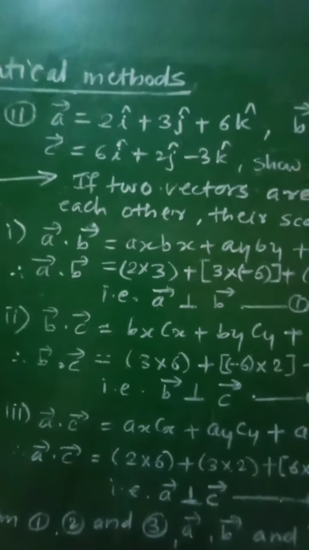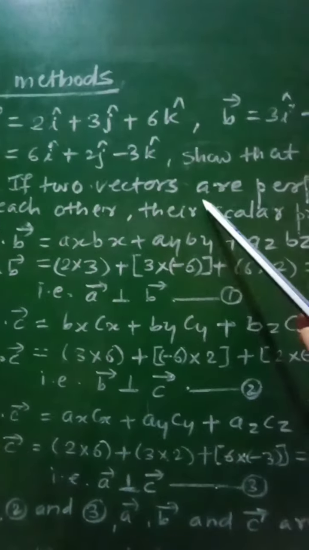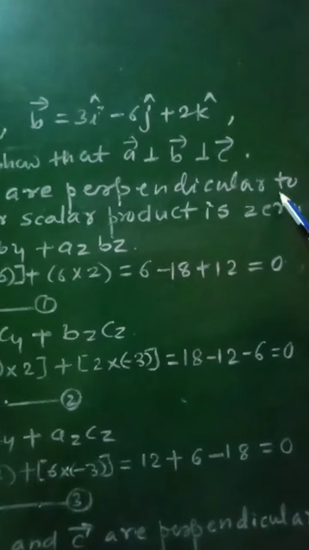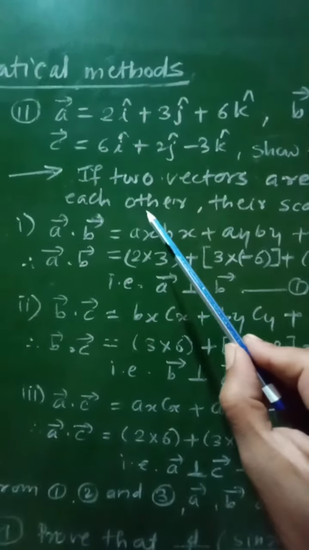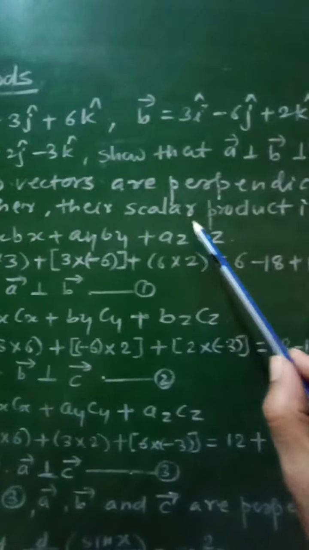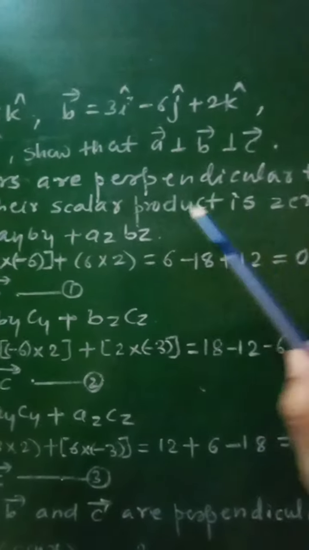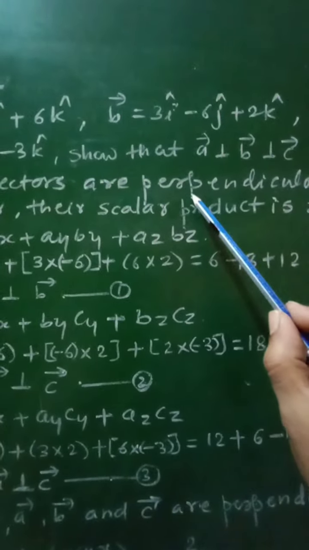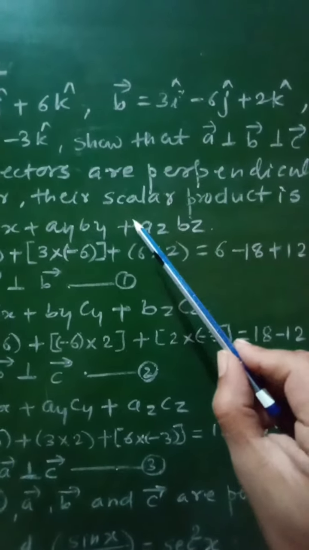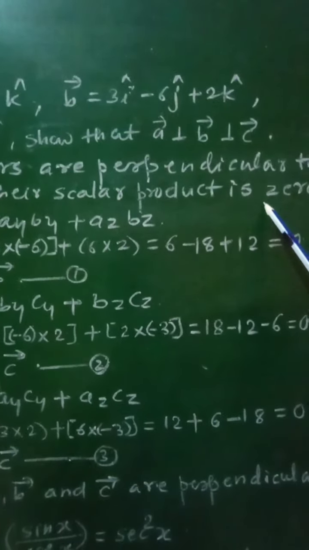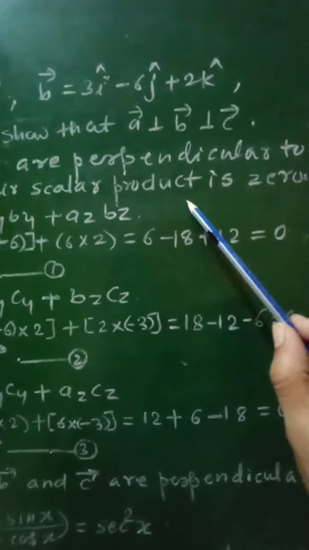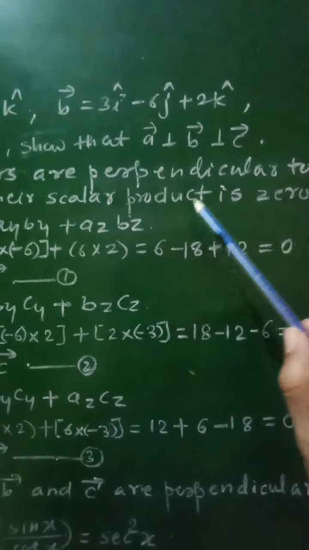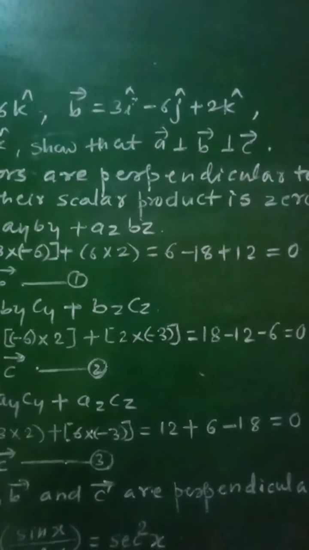So we know that if two vectors are perpendicular to each other, then their scalar product is 0. If two vectors are perpendicular to each other, then their scalar product is equal to 0, or if the scalar product of two non-zero vectors is equal to 0, then the vectors must be perpendicular to each other.